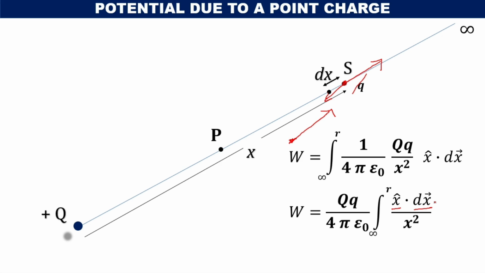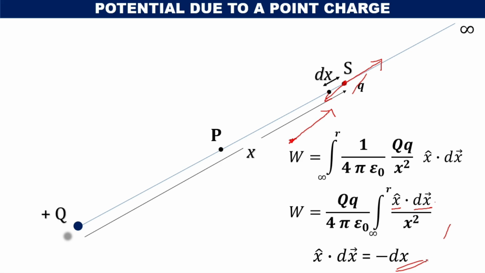When we take the dot product, it will be equal to the magnitude of x cap, which is 1, into the magnitude of dx, which is dx itself, into the cosine of the angle between x cap and vector dx. Obviously, the angle between them will be equal to 180 degrees. Cos 180 degrees will be equal to minus 1. Hence, we will get this value.